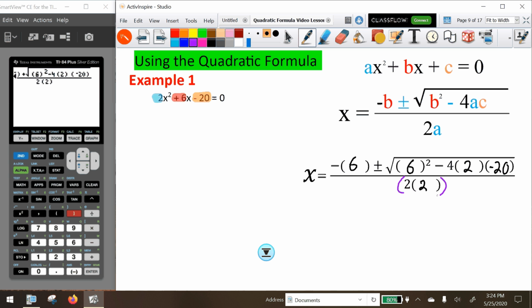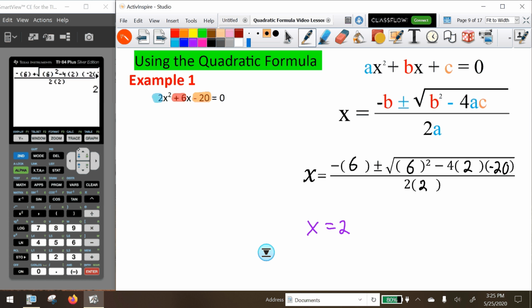So I have a more advanced calculator that has a stacked fraction, and that fraction bar is interpreted as a grouping symbol, so it will divide by the product of 2 and 2. All right, so I'm going to hit enter, get my answer. 2 is my one answer, so x is equal to 2.